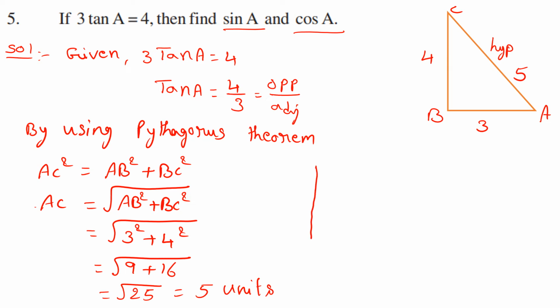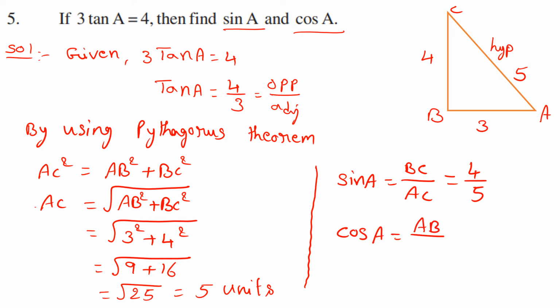Now we know AB, BC and AC. So now find sin A. Sin A equals BC by AC, that is opposite to theta by hypotenuse, which equals 4 by 5. Then cos A equals AB by AC, that means adjacent to theta by hypotenuse, that is 3 by 5. Like that, we can find sin A and cos A very easily by using the Pythagoras theorem. Okay, children?